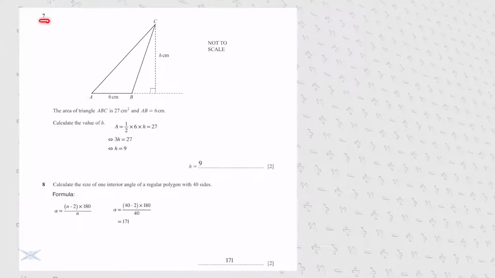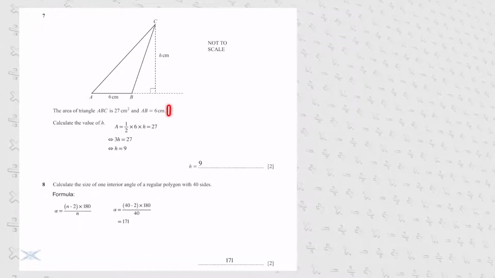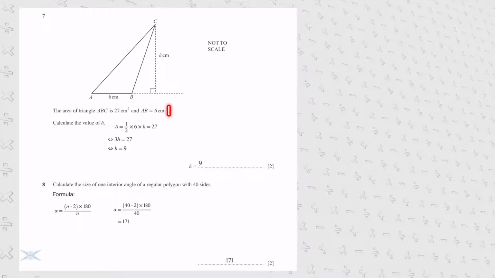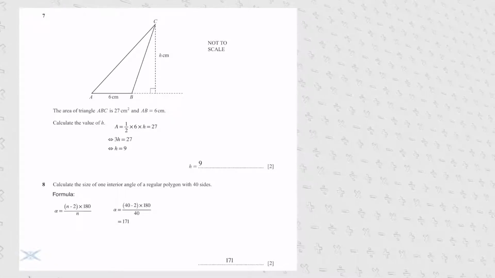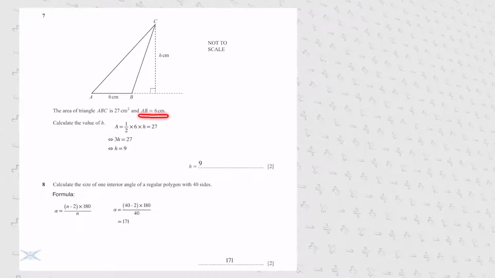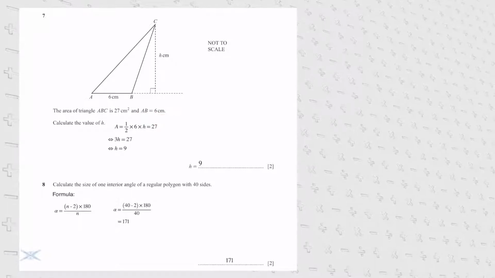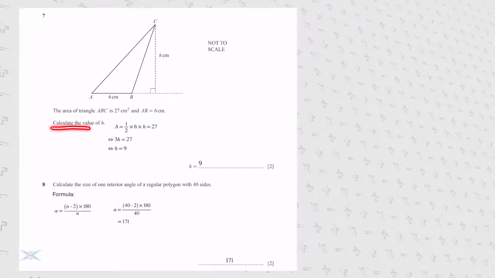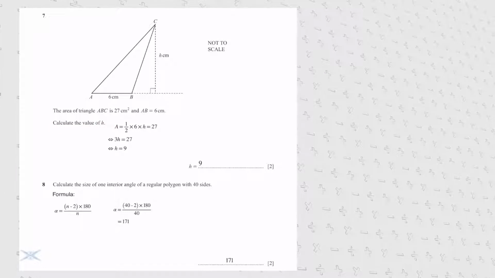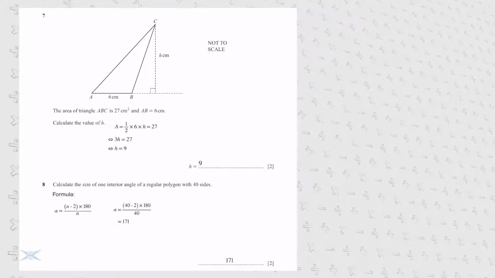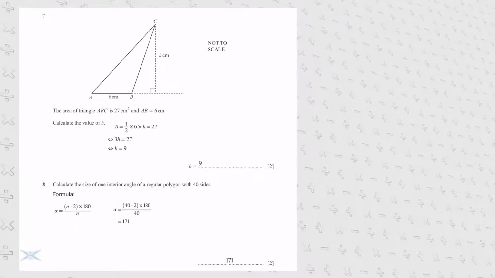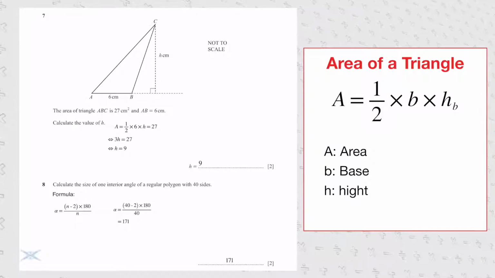Next to exercise 7. Here we have a sketch of a triangle which has an area of 27 centimeters squared, whereby the distance AB equals 6 centimeters. Provided with those pieces of information, we are supposed to calculate the value of the height h. To do so, we simply employ the formula to calculate the area of a triangle, which is provided at the right hand side of the screen.